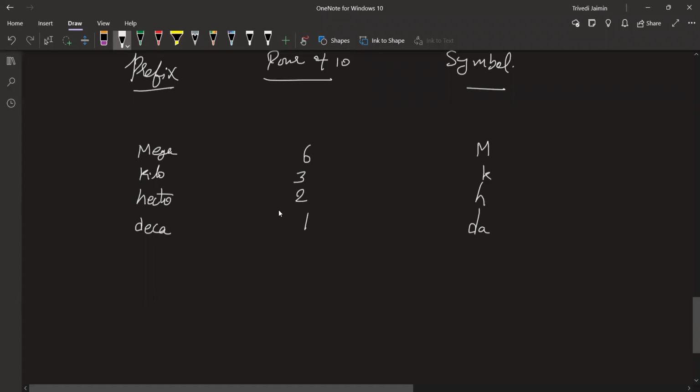Giga is 9. If we go above mega, it is giga, we have 9. It's capital G, as in gigabyte. Terabyte, yes. 10 to the power 12, it is tera.